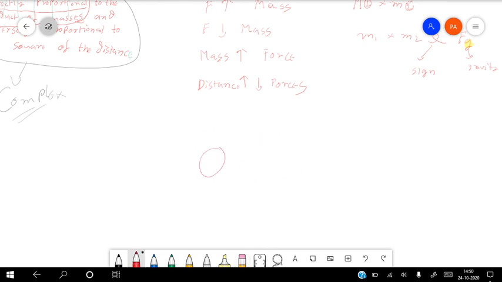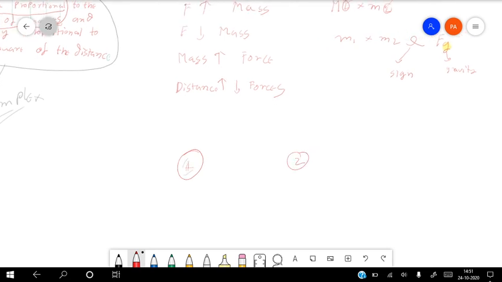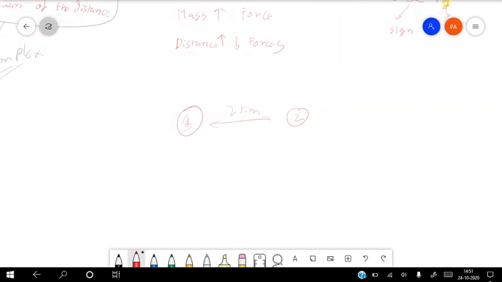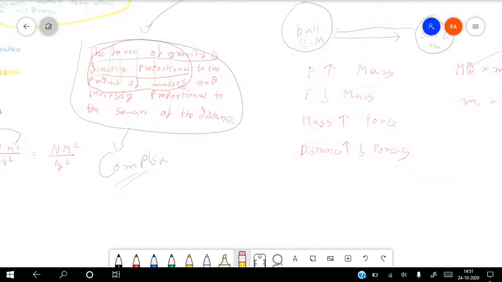Now suppose there are two objects, this is ball 1 and this is ball 2. If they are kept 2 kilometers apart, they won't come together, or the force will be too less. And if I bring them as close as 1 millimeter, the force will be comparatively higher. It won't be high, but it will be comparatively higher. This is what Newton was trying to convey with the square of the distance. And we are done with the definition.